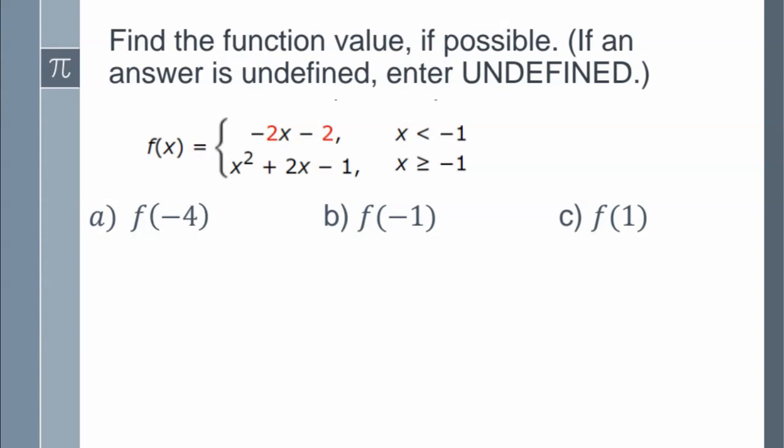A is evaluate the function at -4. So that means that my input is -4. When I look at my restrictions, is -4 greater than or equal to -1? No, I cannot apply the -4 to this second function.